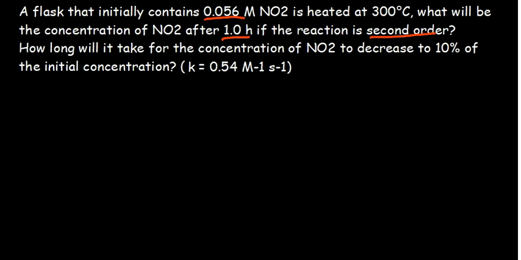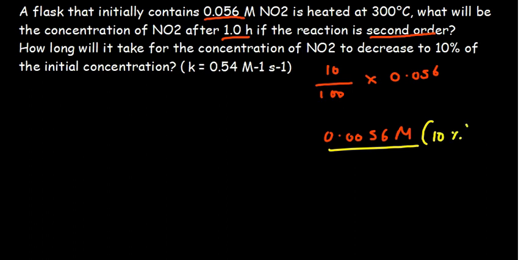The question continues to say, how long will it take for the concentration to decrease to 10% of the initial concentration? This question is just direct, so just find the 10%. So 10% is 10 over 100 multiplied by the initial 0.056. That will be taken as your final concentration. So 10 divided by 100 multiplied by 0.056 becomes 0.0056 molar concentration. So how long will it take for the concentration to reduce from 0.056 to this value? That's what the question is asking.